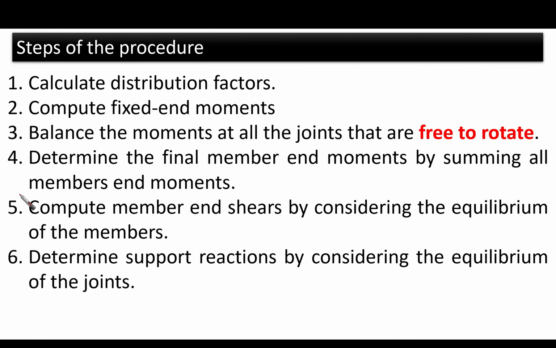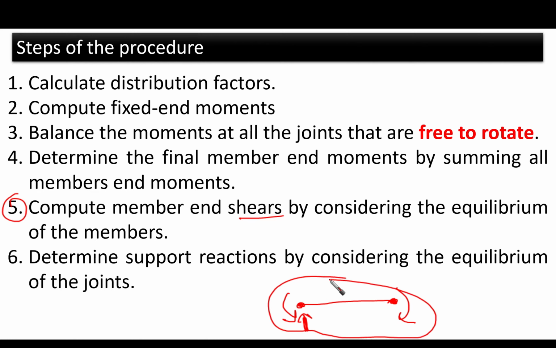Okay, and then we are going to compute the member end shears by considering equilibrium of the members. Actually, when we have the end moments, if we assume something like this, then we need to get the shear. So we are going to take the moment here, for example, and then we need to obtain the shear here. So equilibrium of the free body diagram of the span would provide us with the shears.